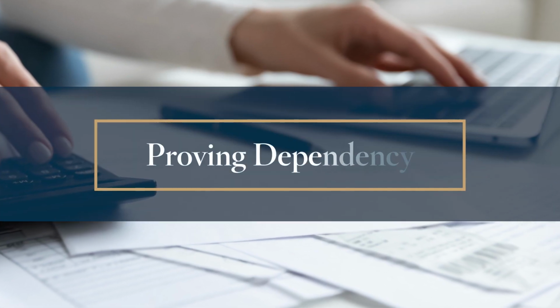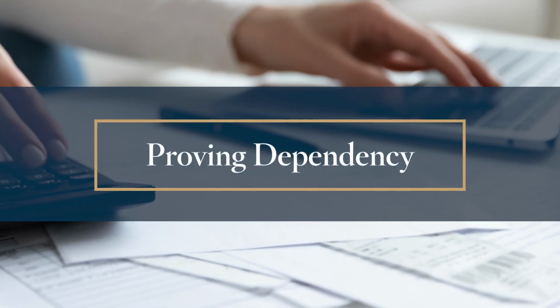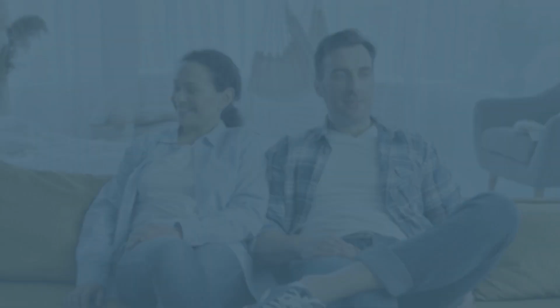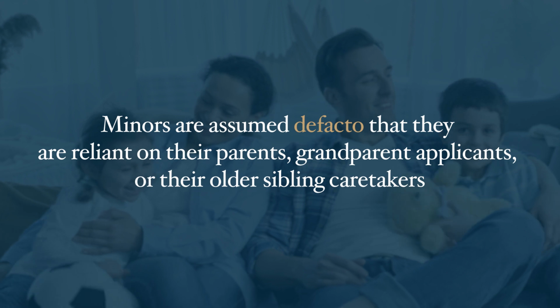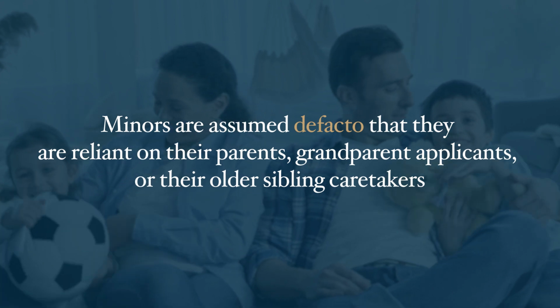Proving dependency requires submitting comprehensive documentation highlighting how this family member is financially dependent on the main applicant or spouse. This is simple for minors as it is assumed de facto that they are reliant on their parents, grandparent applicants, or their older sibling caretakers. For adult dependents, it can be a bit trickier.